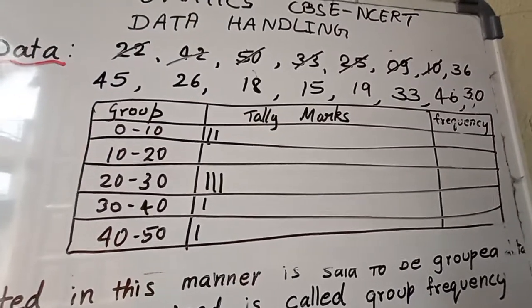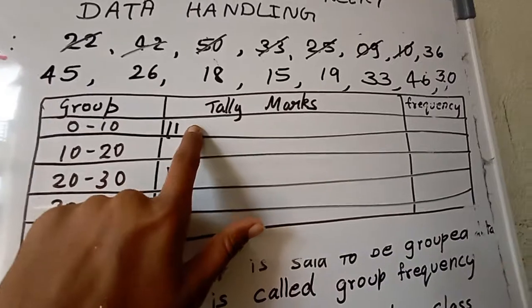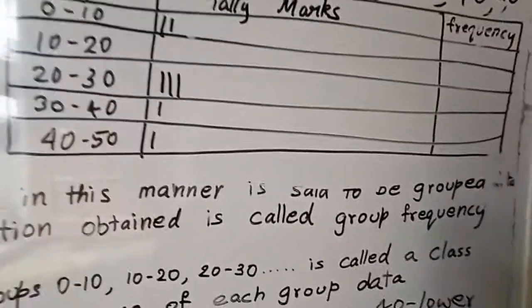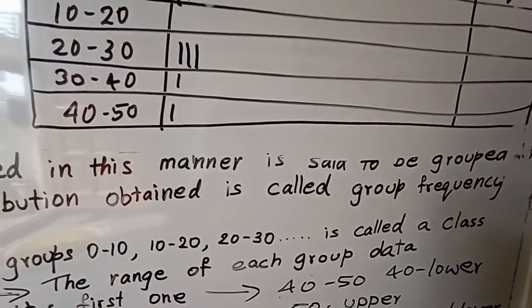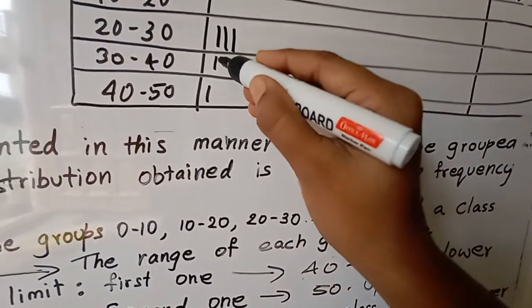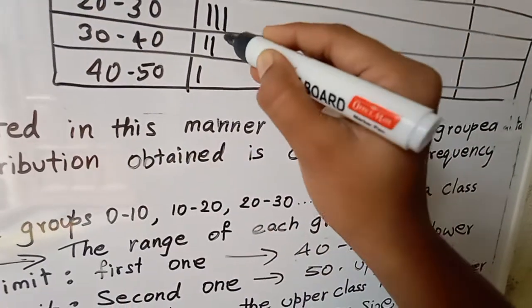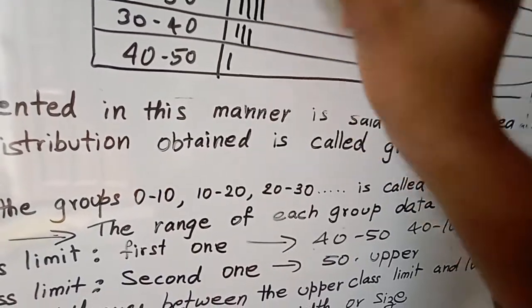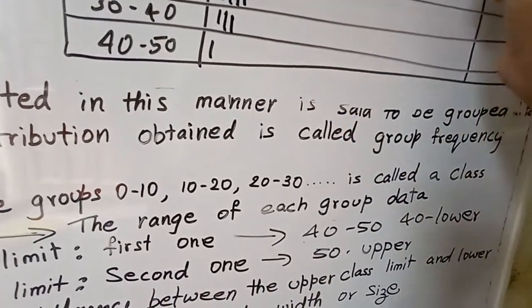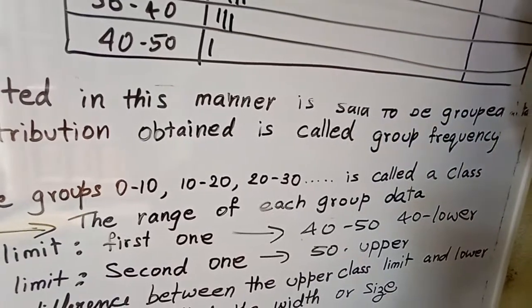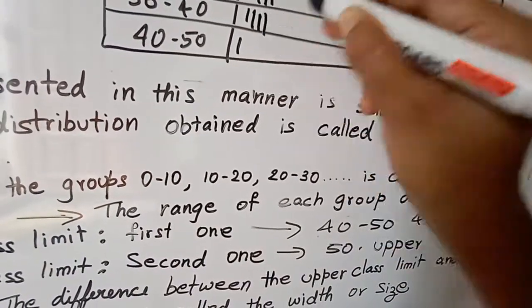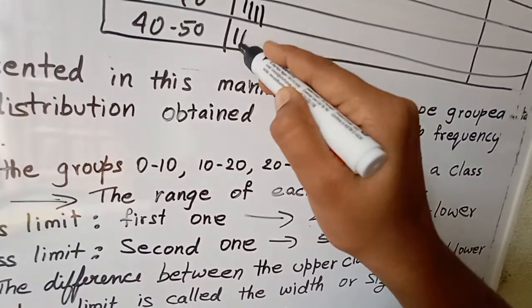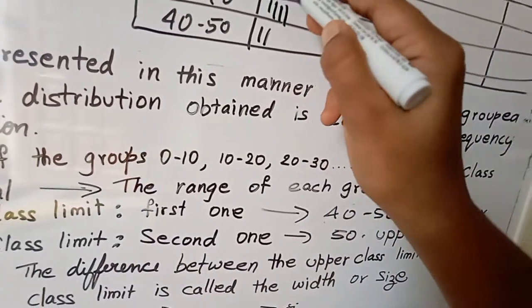dealing with 0 to 10, that time you have to use it here, because here it will be the upper limit, so you can take it here, but you should not have confusion. 36 falls here. 45 falls here. 26 falls here. 18 falls here. 15 falls here. 19 falls here. 33 falls here. 46 falls here. 30 falls here.